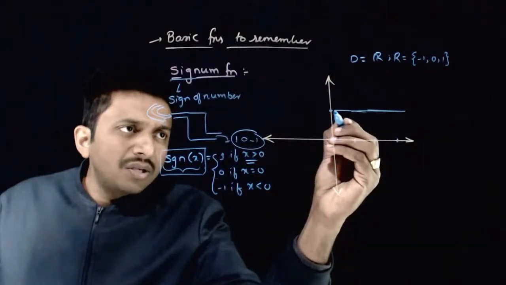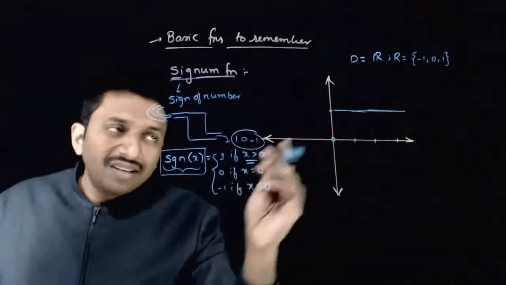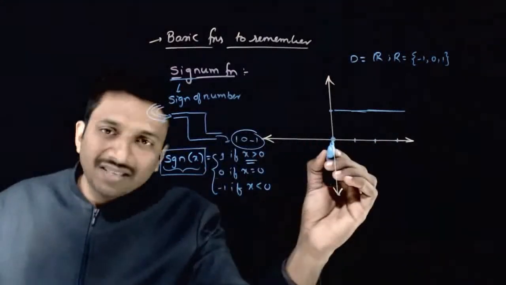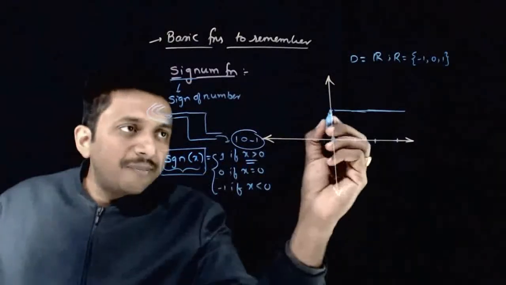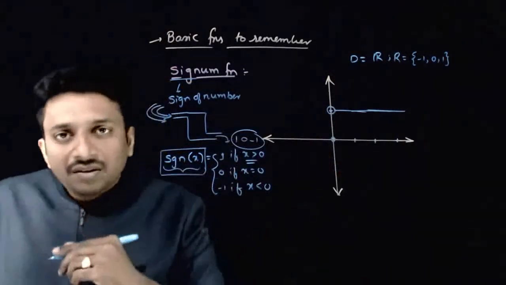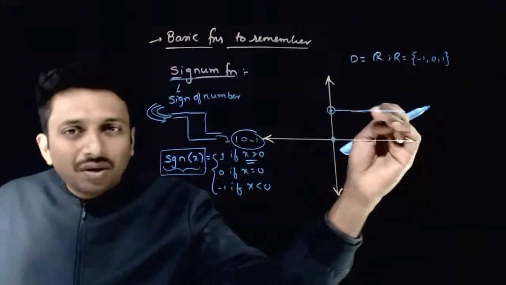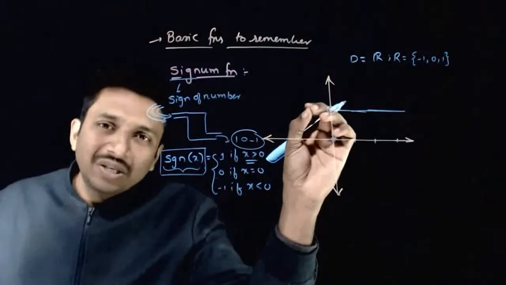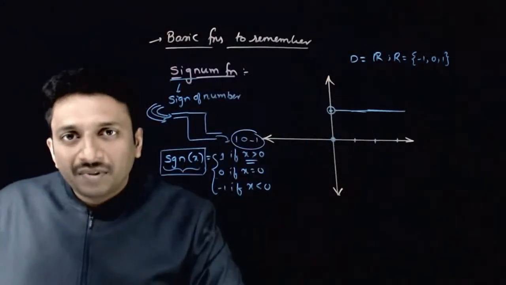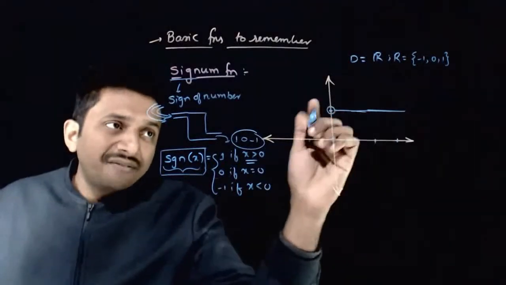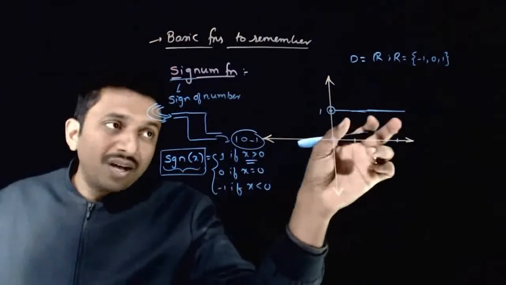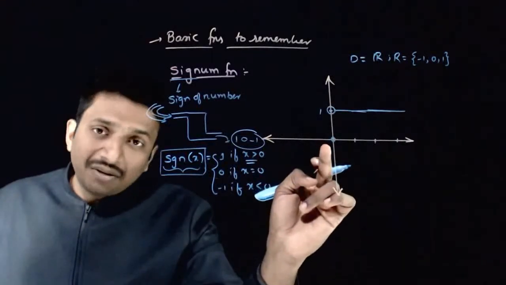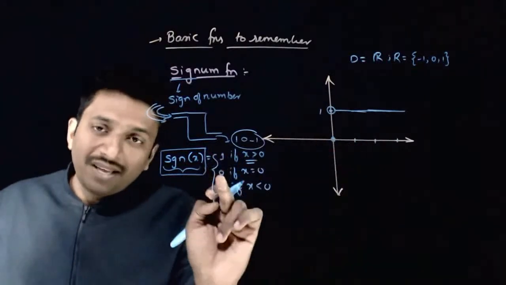So this line goes closer and closer to the y-axis, but it does not touch the y-axis because exactly at x equal to 0, 0 is the answer. So we represent this by a hollow dot. Hollow dot means that this line goes infinitesimally closer to y, but it does not touch y. And this graph y is equal to 1 works for all positive real numbers. And at exactly 0, the value of y is equal to 0.